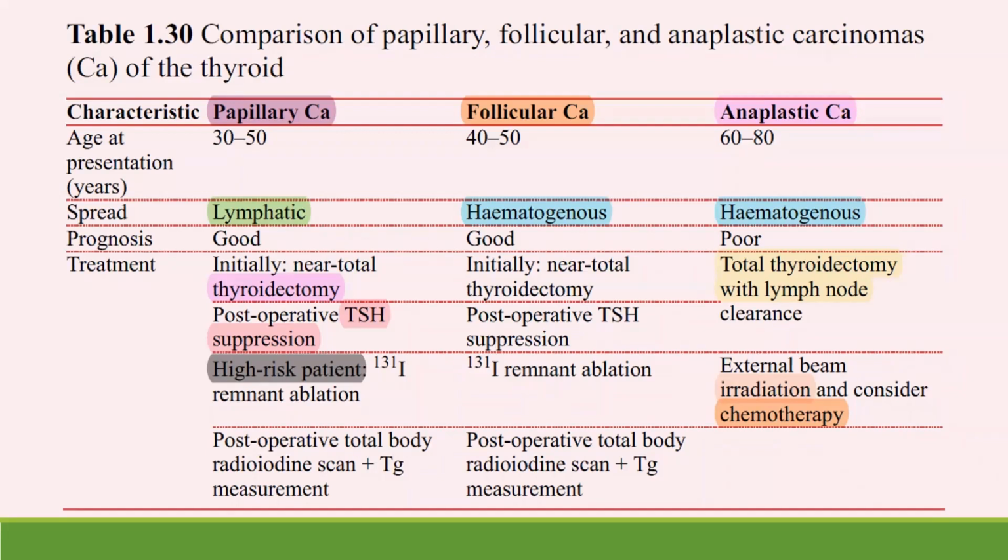Anaplastic is usually treated by a total thyroidectomy with lymph node clearance, but most cases cannot tolerate a total thyroidectomy, so external beam irradiation and chemotherapy can be an alternative to total thyroidectomy.